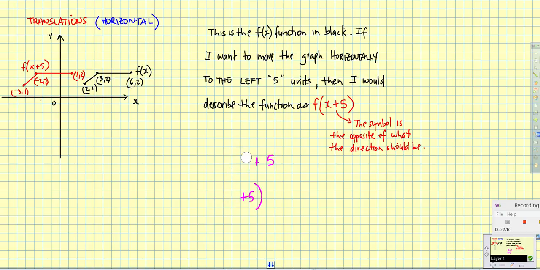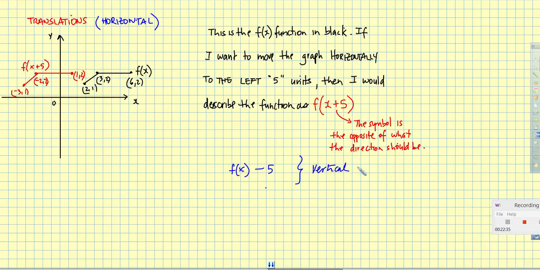Now, when I have to express the actual movement of the graph, so I've got the f of x graph, which is black, and I have to express a horizontal movement, it is not going to be f of x minus 5 like that. Because f of x minus 5 like this means that I have a vertical movement. It's telling me that the graph is being moved, all the y values, are being moved down 5 units.